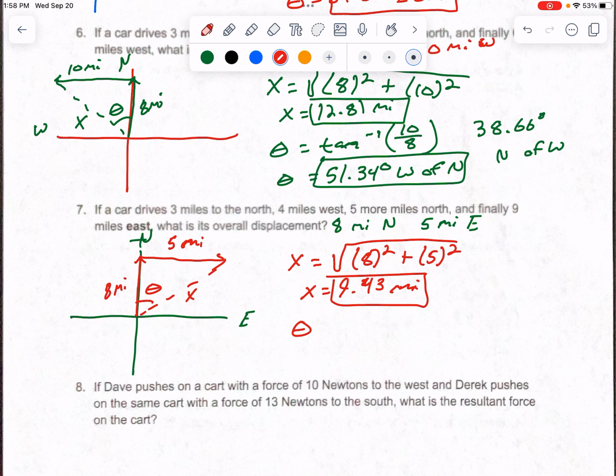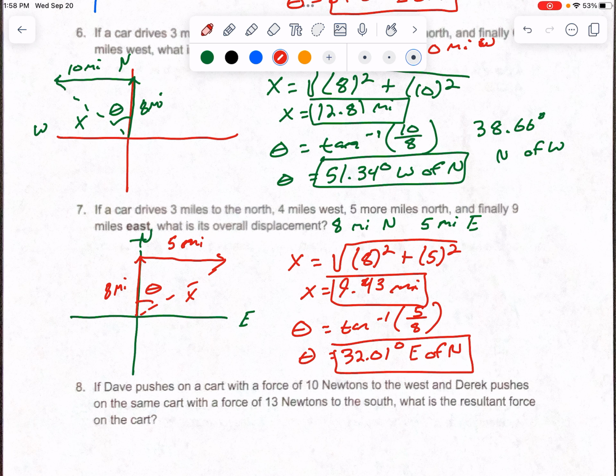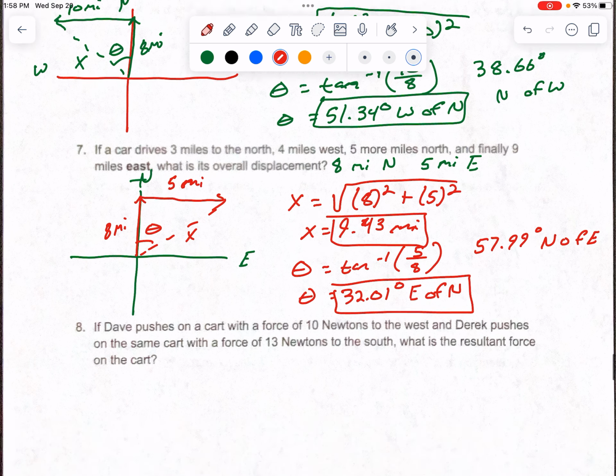Okay, so for our angle, we're going to do our inverse tangent. Opposite would be 5 over your adjacent, which would be 8. You're going to get an angle of 32.01 degrees. It's touching the north line and then going east of it, so that's going to be east of north. Your counter angle would be 57.99 degrees north of east. Again, I'm just giving these counter angles just in case you went east first and then north. That would be your answer for your angle.